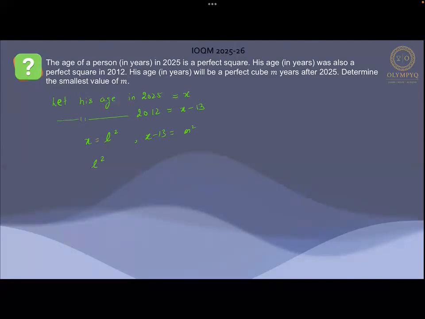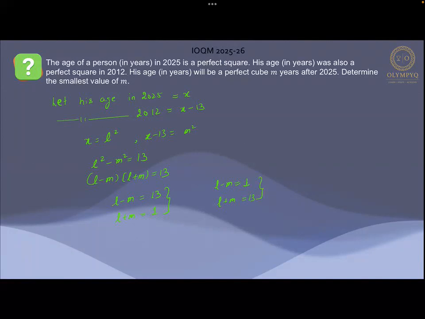Now if I substitute the values of x into it, I can write that L square minus m square is going to be equal to 13. So from here I can write that L minus m into L plus m is going to be equal to 13. Now, in these two cases, I can rewrite this as either L minus m is equal to 13 and L plus m is equal to 1. So this is one of the cases. Or L minus m is equal to 1 and L plus m is equal to 13.